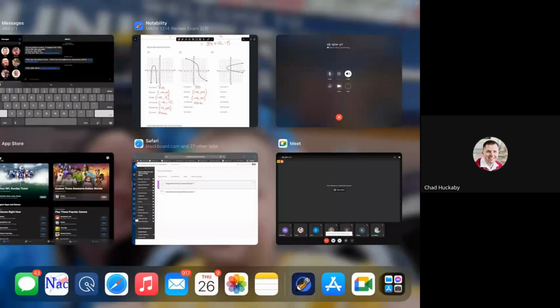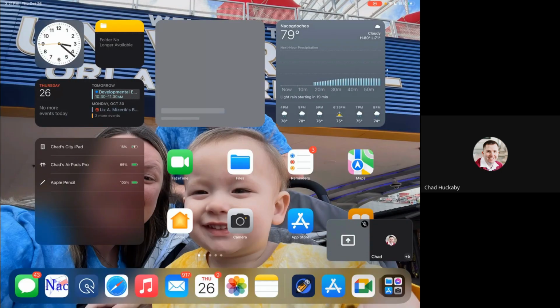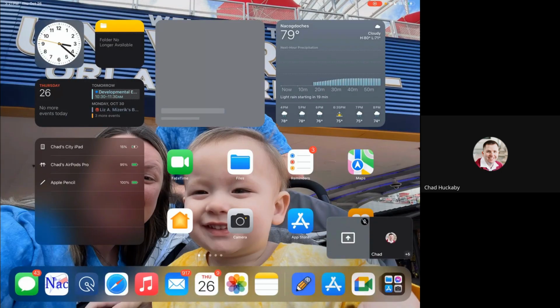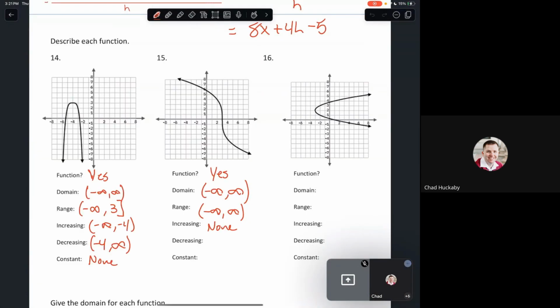Oops. Hang on just a second. For whatever reason, I got kicked out. Well, that is super strange. Let's try that again. Okay, the app decided to update while we were using it.